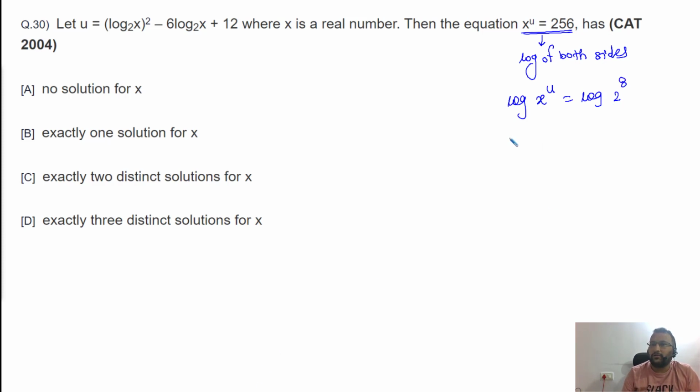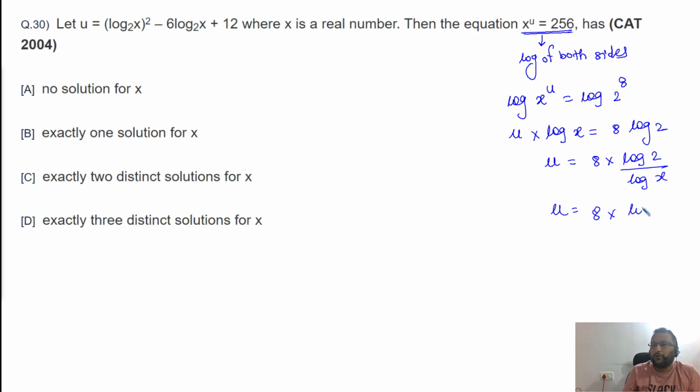So over here the value of u is going to be how much? The value of u into log of x is equal to 8 times log of 2. So the value of u is going to be how much? 8 into log 2 divided by log of x. So the value of u is going to be 8 times log of 2 to the base x over here.